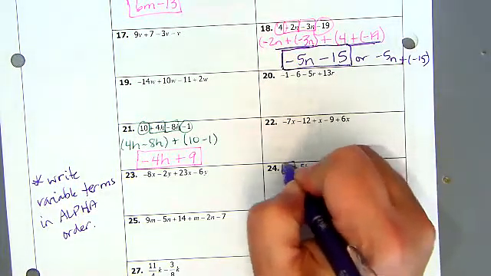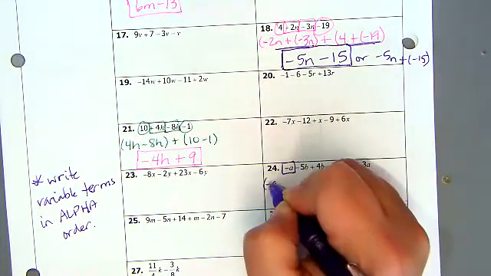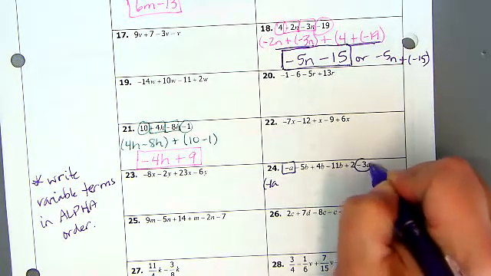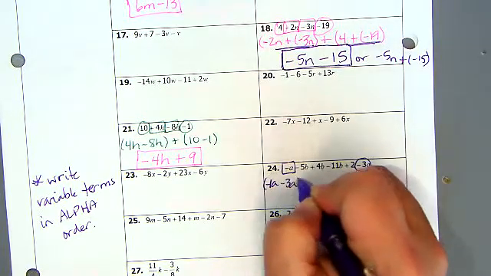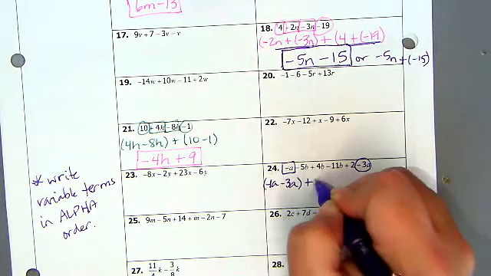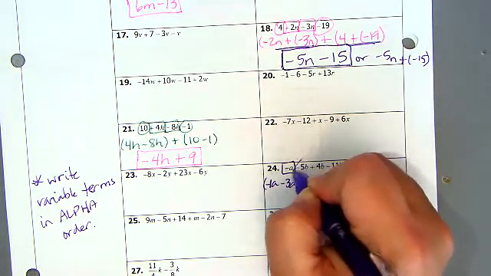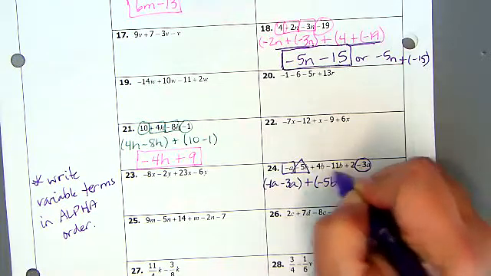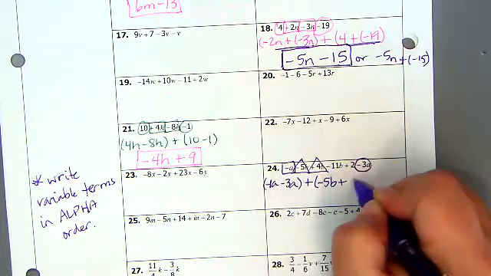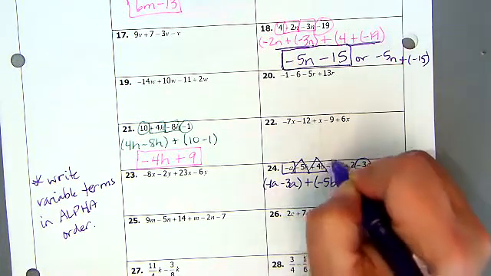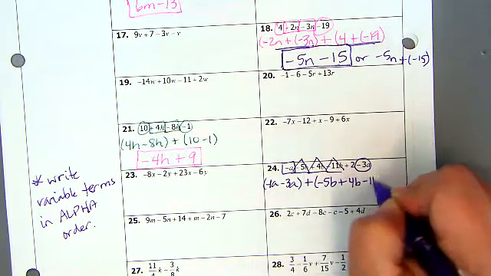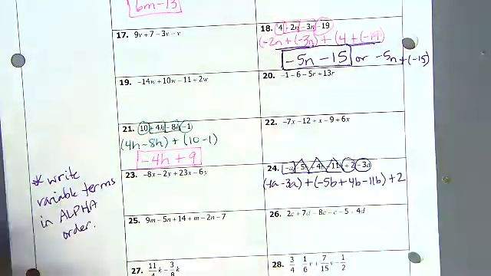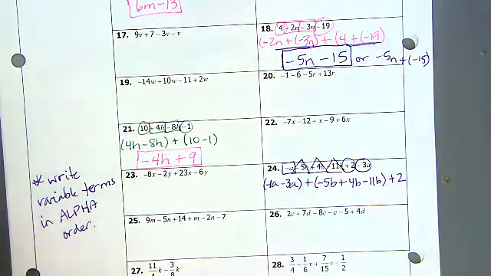I'm going to have negative a, remember that's a negative 1a, minus 3a, plus negative 5b, plus 4b, minus 11b, plus 2. And now I simplify.